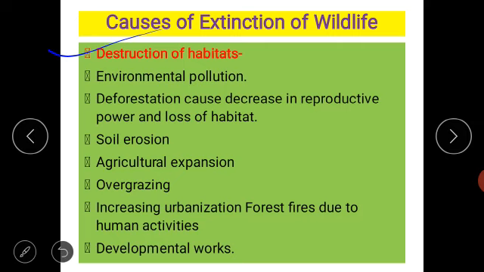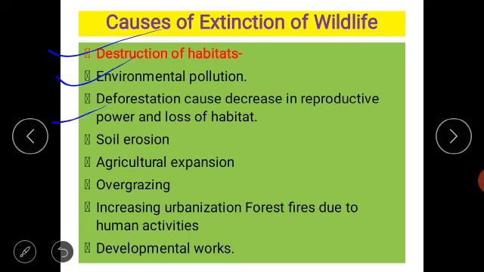First is destruction of habitat. If habitat is destroyed, then easily the population of living organisms is destroyed. Next is environmental pollution. Environmental pollution means whatever pollution is increasing today day by day due to human activity. Because of that, the natural habitats and forest covers are destroyed, and various species of organisms and plants are destroyed.